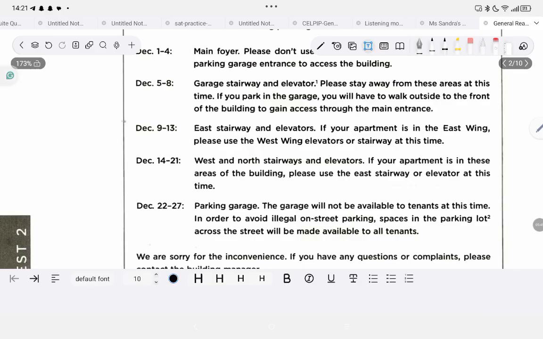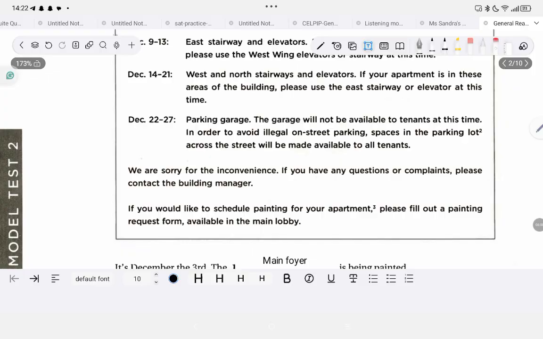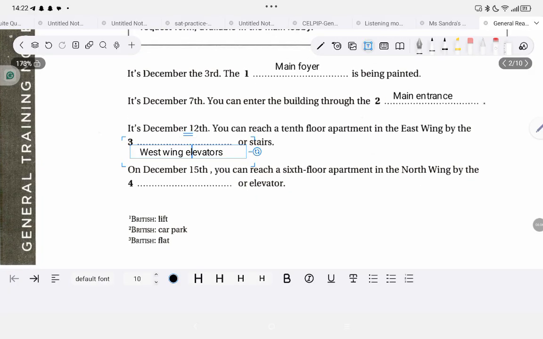So December 15th. So we check December 14th to 21st. West and north stairways and elevators. If your apartment is in this area of the building, please use the east stairway or elevator. So since elevator has been mentioned, the answer is east stairway. Now be careful not to break compound words that are joined together into separate words. So it's east stairway. Stairway is written together. So we have east stairway.